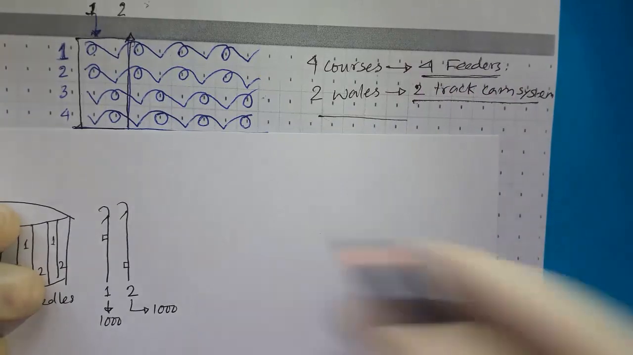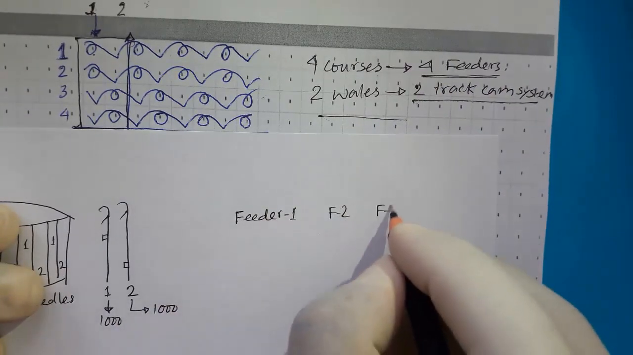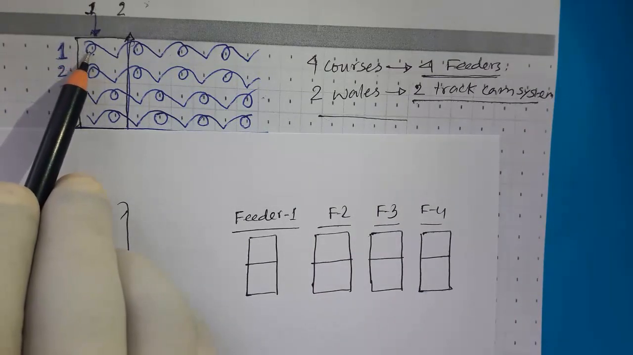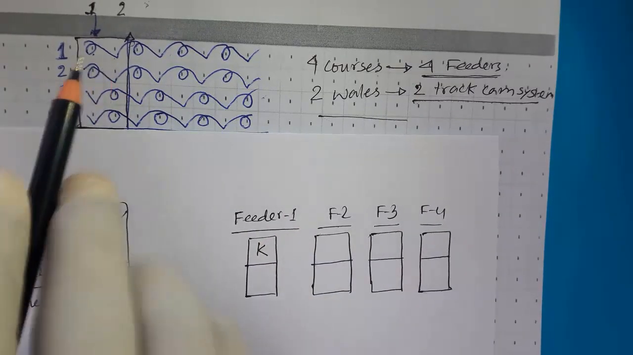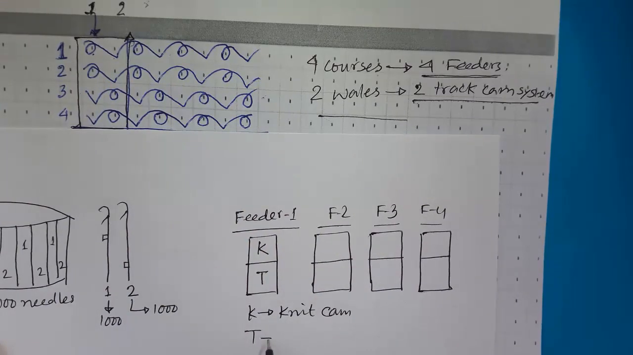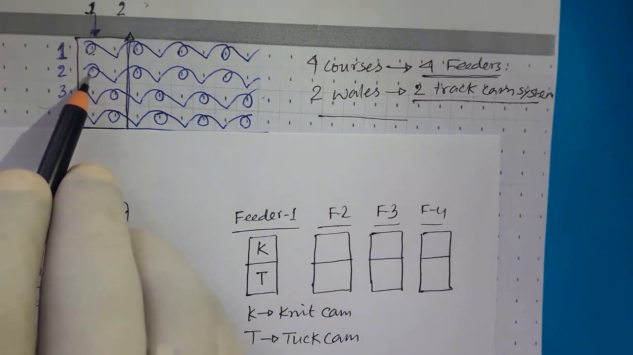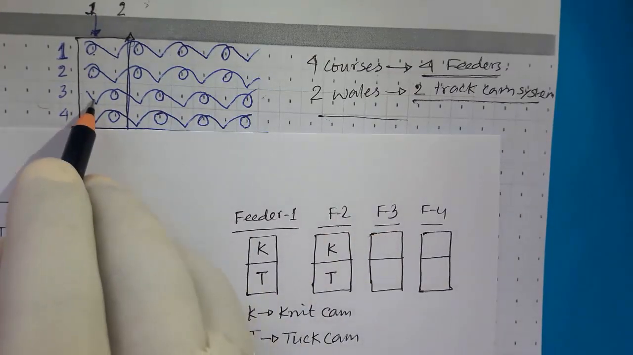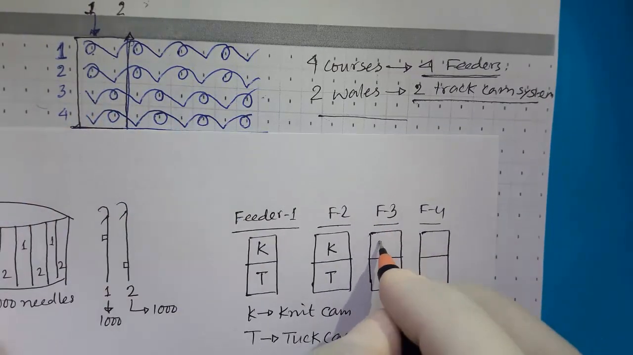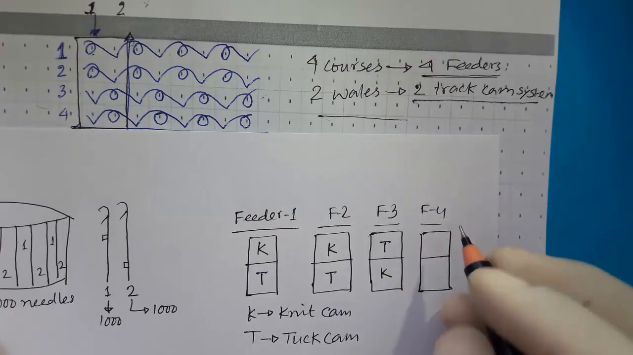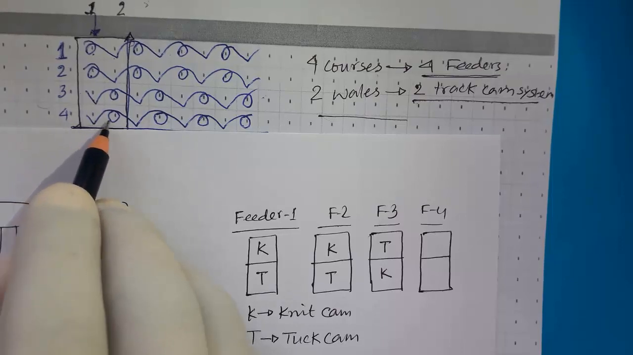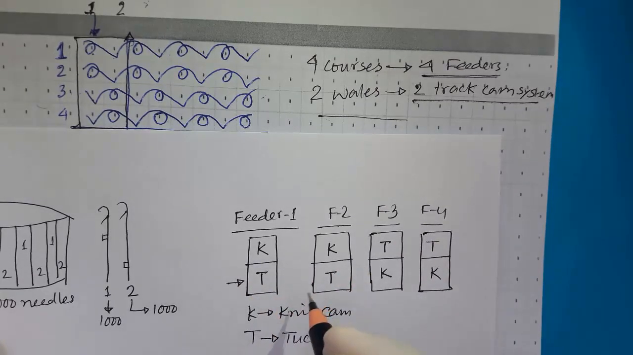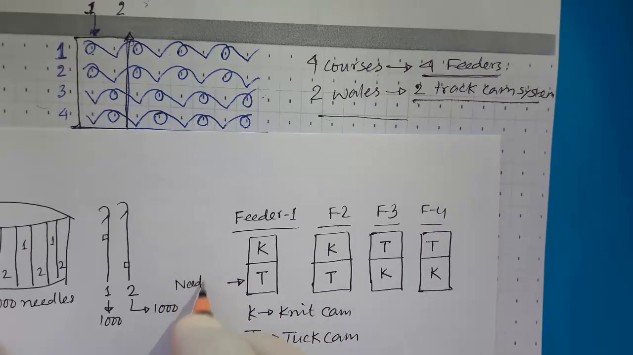Now I will show you the cam arrangement for this structure. 4 feeders will be required for this design: feeder 1, feeder 2, feeder 3, feeder 4. These are the cam systems, 2 track cam system. In case of course number 1, the first wale is knit, so there will be a knit cam, and then a tuck loop, so there will be a tuck cam. K for knit cam, T for tuck cam. In case of feeder number 2, the same thing: first one is knit and second one is tuck. In case of course number 3, first one is tuck and second one is knit, so there will be a tuck cam and then a knit cam. In case of course number 4, first one is tuck and then knit, so feeder 4 will be the same as feeder number 3. This track is for needle butt position 2, and this will be for needle butt position 1.